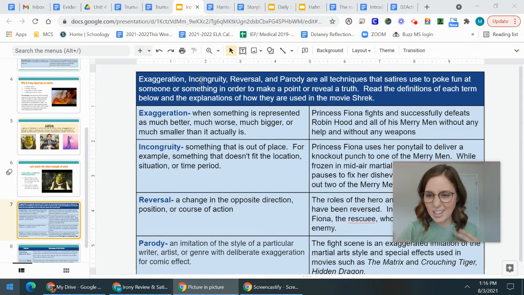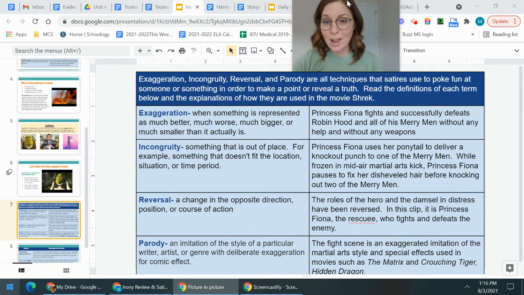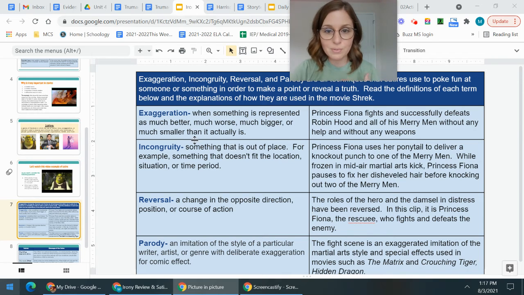Exaggeration, incongruity, like things that don't seem to belong, reversal, and a word called parody. These are all techniques that satires use to poke fun at or criticize someone or something in order to make a point or reveal a truth. So let's read the definitions of each term below, and then we'll talk about how they're used in the movie Shrek. So exaggeration, right? That's when something is represented as much better or much worse or much bigger or much smaller than it actually is.